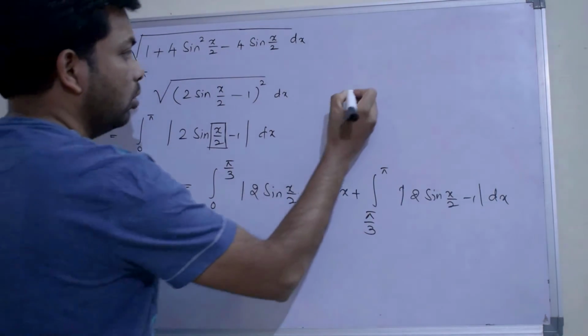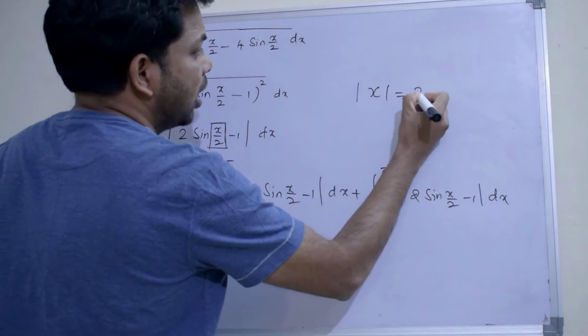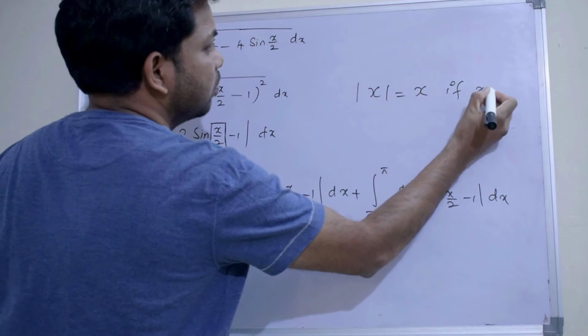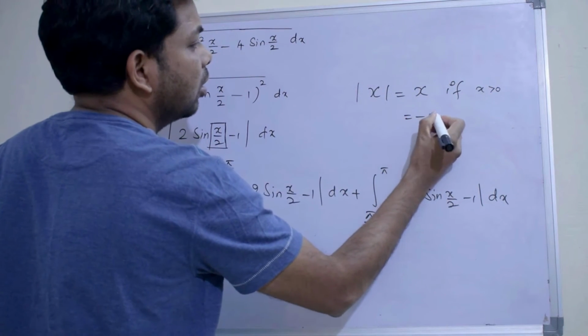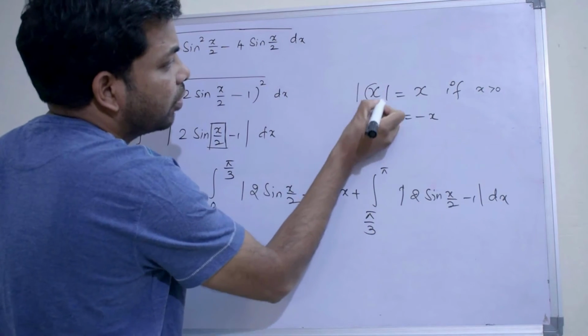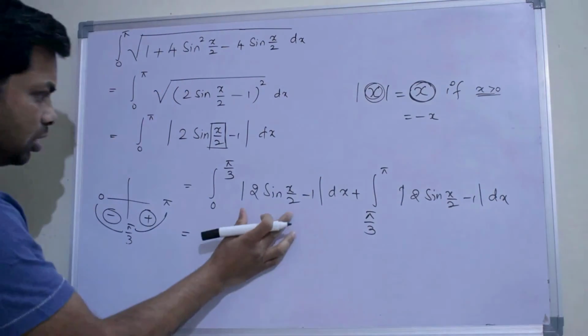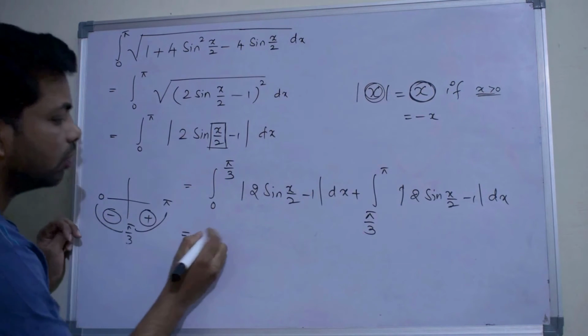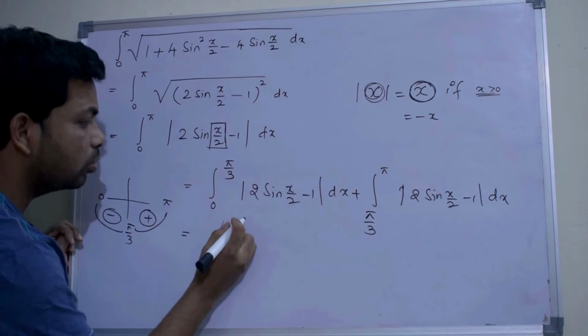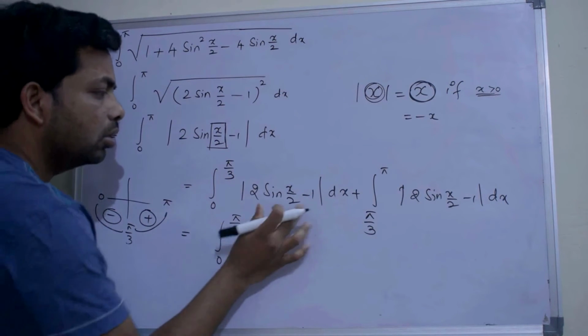So what I told: mod x value is x if x is positive, otherwise it is minus x. So inside the mod, if x is positive, the same x we are going to write. In this case it is negative. Therefore, what I will do is, integration 0 to pi by 3, this is what?